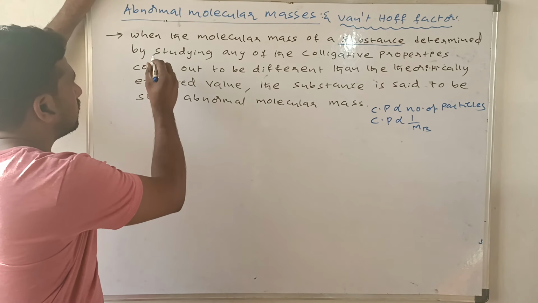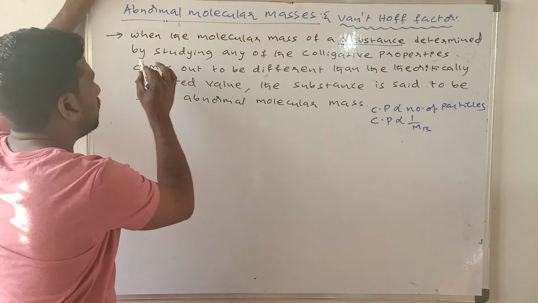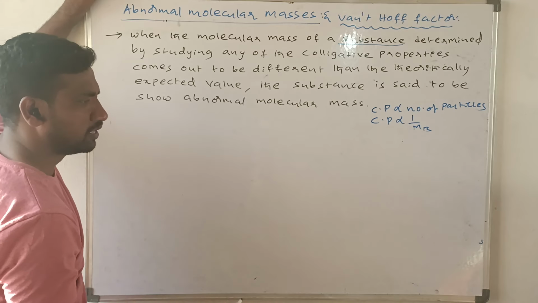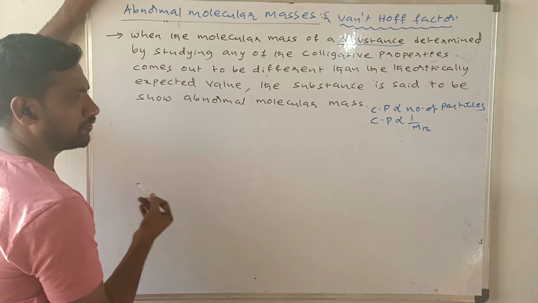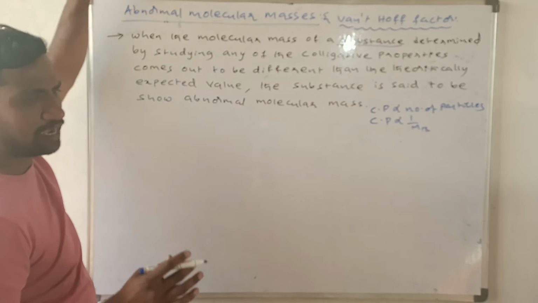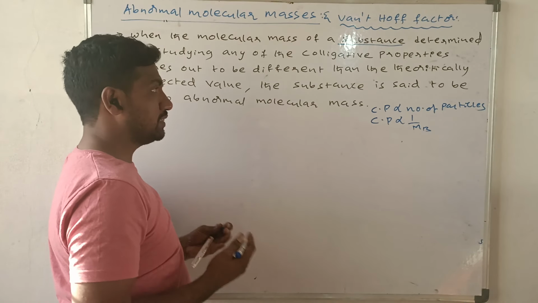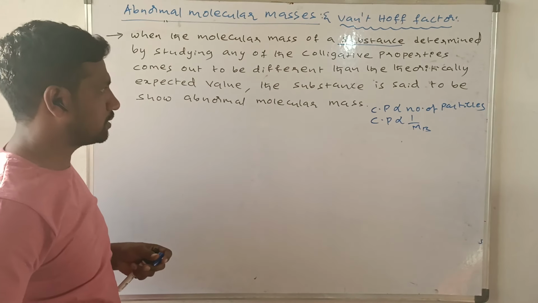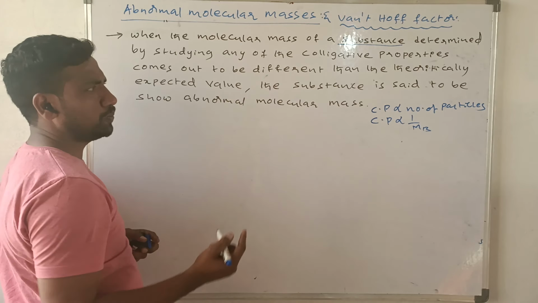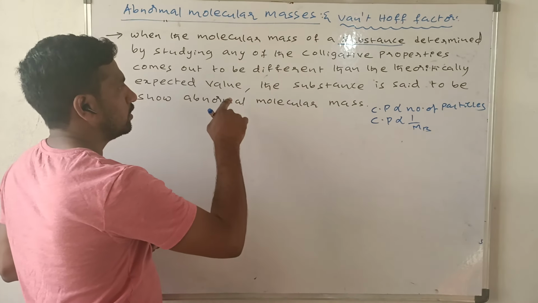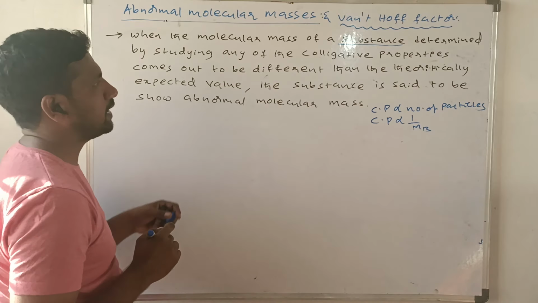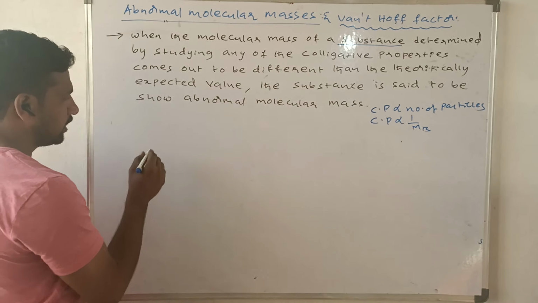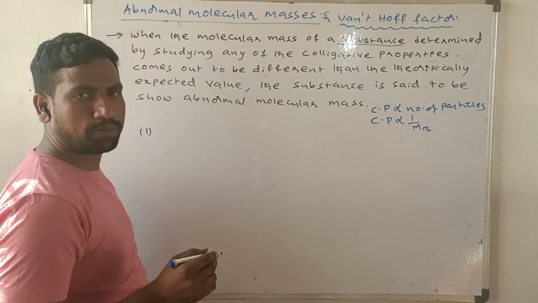So, what I'm saying is that when the molecular mass of the substance is determined by studying any of the colligative properties, you may take relative lowering of vapour pressure, you may take elevation in boiling point, you may take depression in the freezing point, you may take osmotic pressure, any one of the colligative properties, by using this colligative property we are going to determine the molecular mass of the substance. But that value we are going to get is different than the theoretically expected value. So that substance, you are going to say, has abnormal molecular masses. In which cases are you going to get abnormal molecular masses?